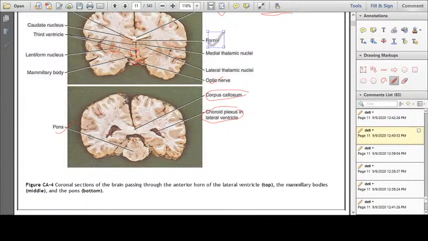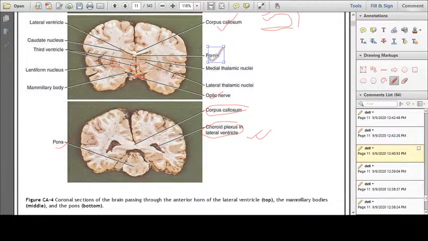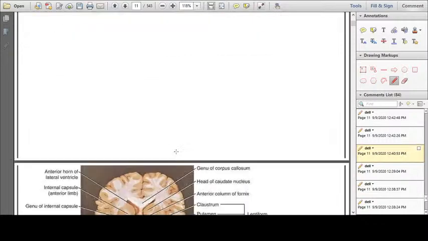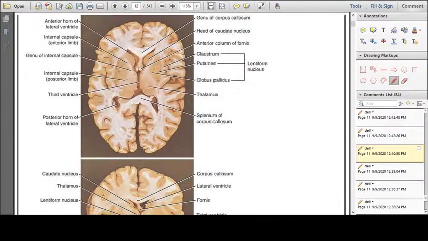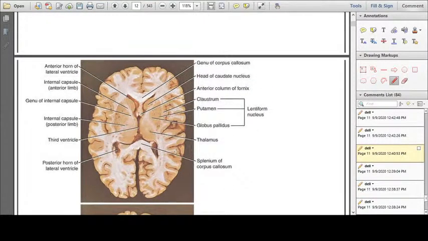Pons, if you don't know, is part of the brainstem. And the choroid plexus of the lateral ventricle, I will be talking about it. I just forgot about it, but I will be recalling it in this chapter. So the corpus callosum, this one right here is the corpus callosum, and the anterior horn of the lateral ventricle.